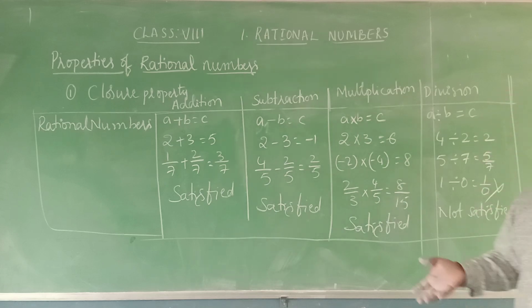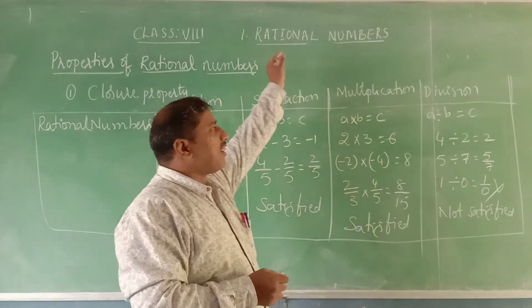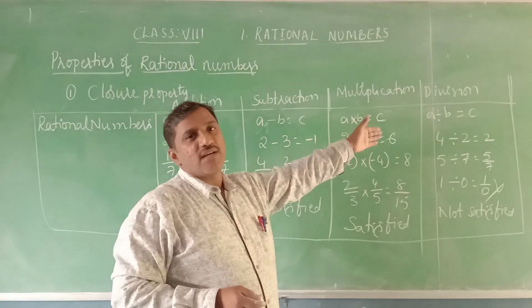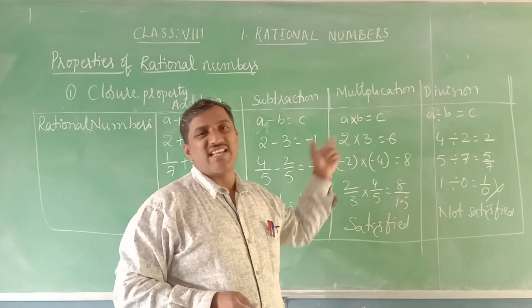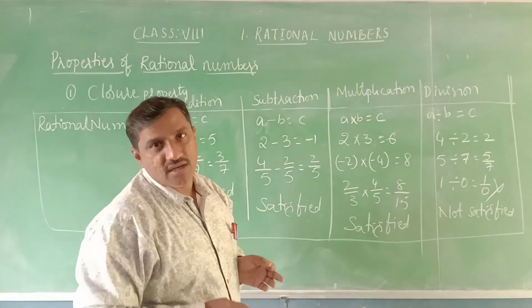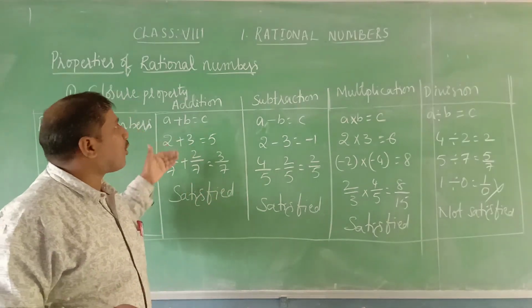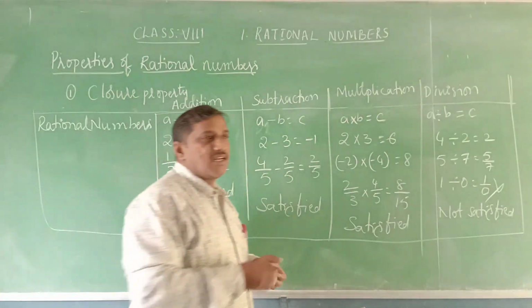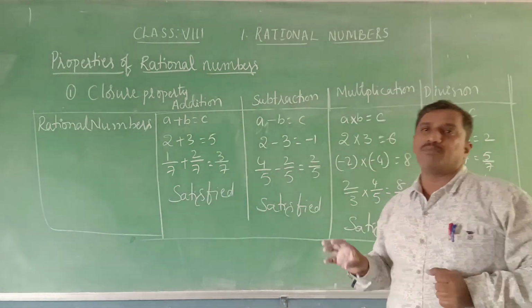Under division also, when we divide a whole number by another whole number, the quotient should be a whole number if it is satisfied. Similarly for integers and rational numbers. So like this, we will study the properties of all types of numbers with common statements in the form of a table and some examples.